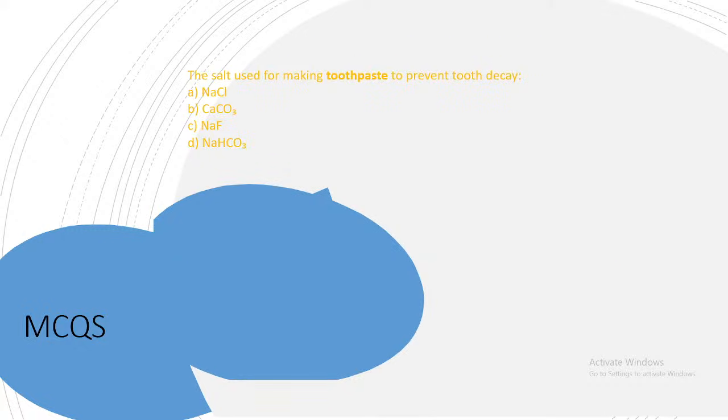Next, the salt used for making toothpaste to prevent tooth decay. The options are sodium chloride, calcium carbonate, sodium fluoride, and sodium bicarbonate. Which salt among these four is used for making toothpaste to prevent tooth decay? So what will be the correct option?